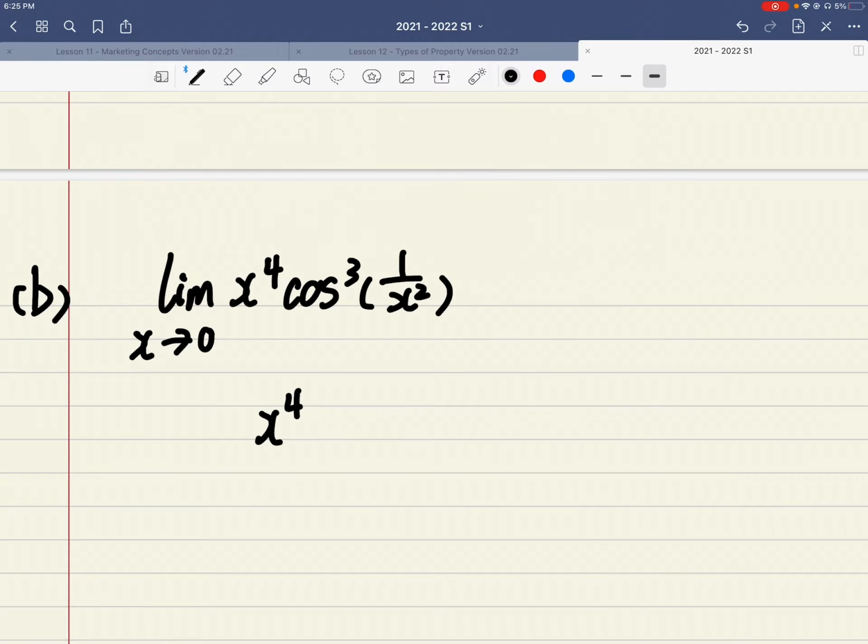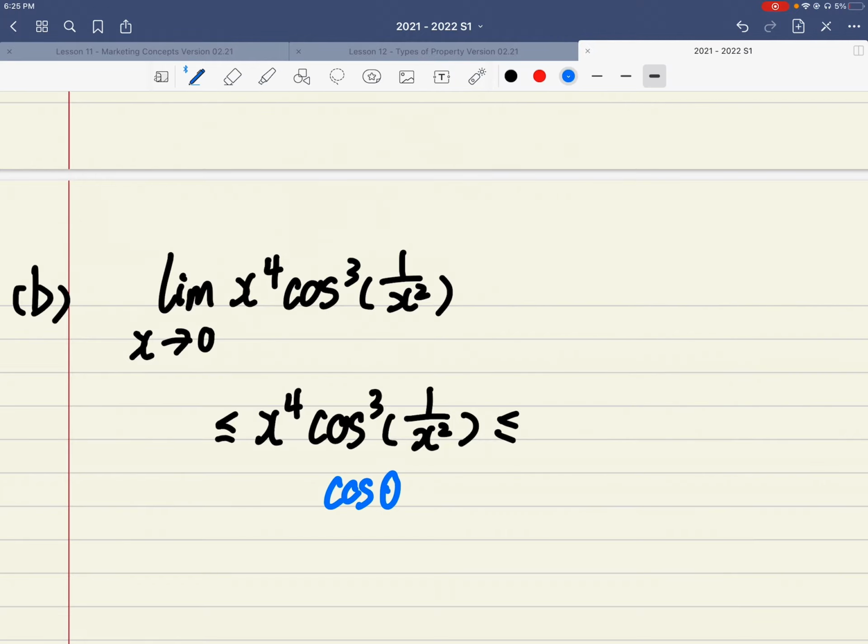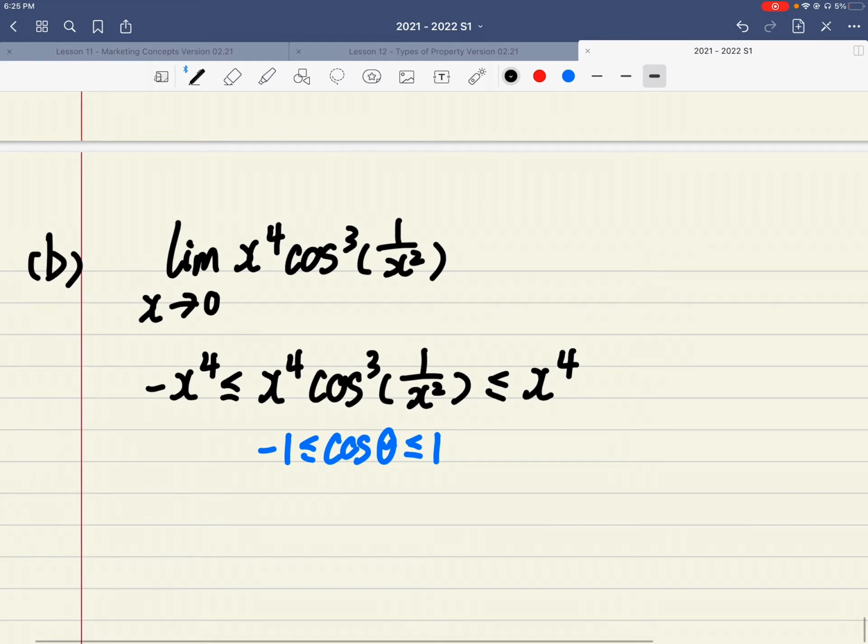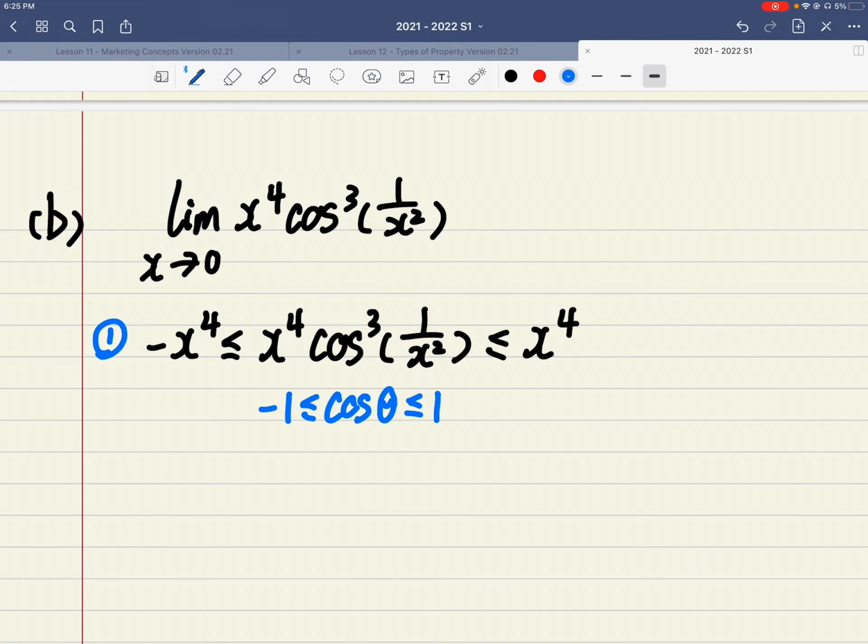To use the squeeze theorem, first we need to find out whether this function is between two functions or not. Because cosine of any angle is smaller or equal to 1 and greater or equal to -1, this is between -1 and 1. So times x to the power 4, it is smaller or equal to x to the power 4 and greater or equal to -x to the power 4. That's the first part of the squeeze theorem.